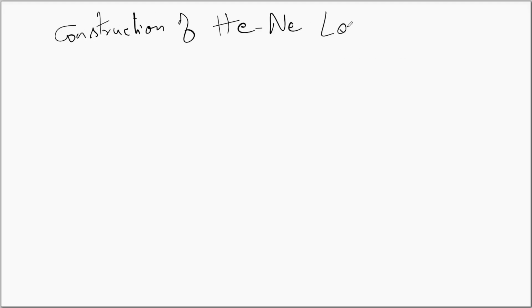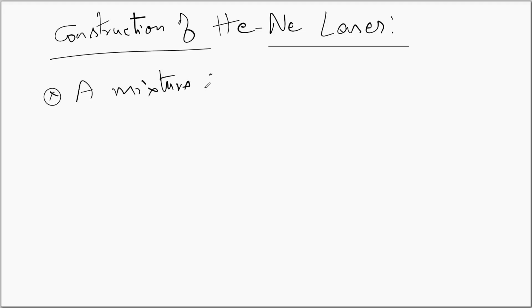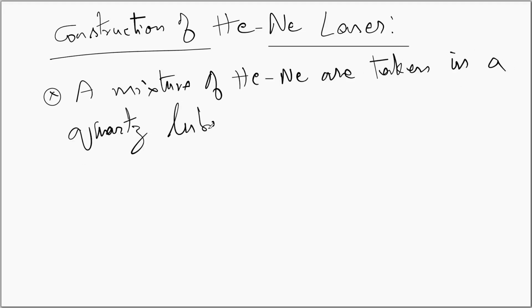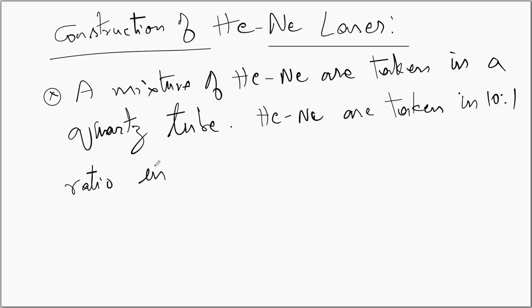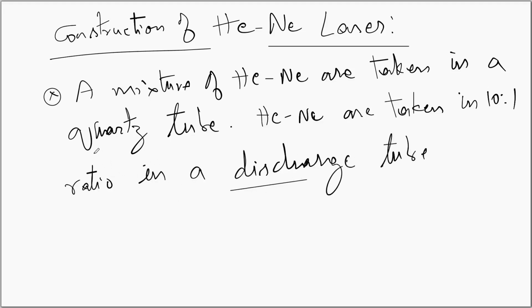Now we shall see the construction of the helium neon laser. In the case of a helium neon laser, we take a mixture of gases, namely helium and neon, in a quartz tube. These two gases are taken in a 10:1 ratio in a discharge tube. Here the discharge tube is made of quartz.